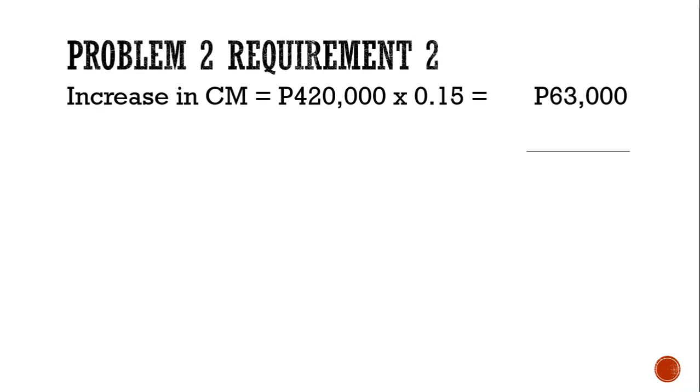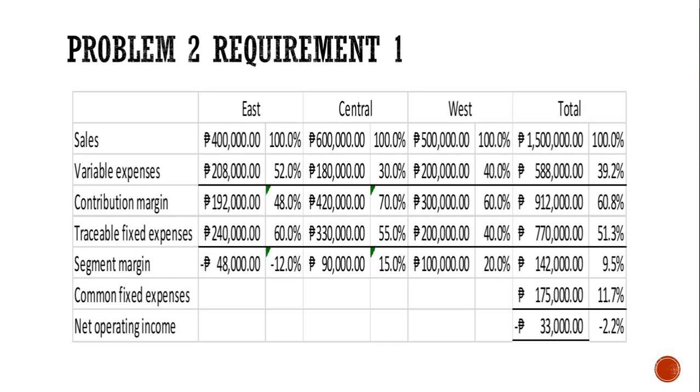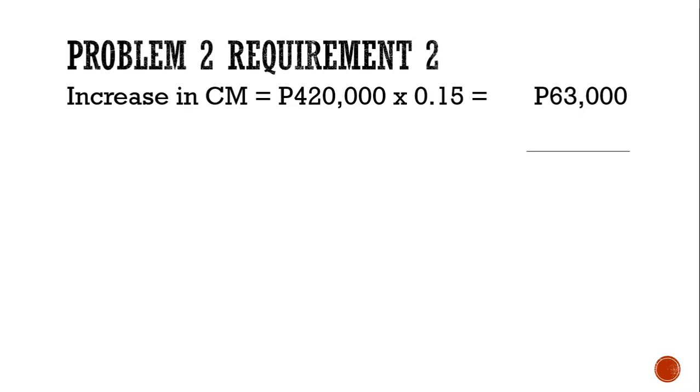The increase in contribution margin is 63,000. So how did we obtain 63,000? According to our problem, sales will increase by 15%. So if we return to our segmented income statement, the contribution margin of the central geographic market is 420,000. So it will increase by 15%. So 420,000 times 0.15. So the increase in contribution margin due to the proposal is 63,000.